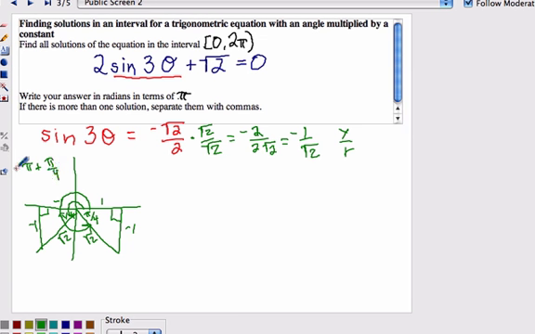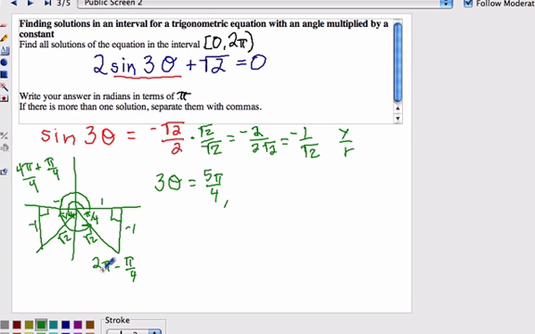So remember, pi we can think of as 4 pi over 4, and so that gives me 5 pi over 4. So what we're going to say is 3 theta, one of the possible solutions is 5 pi over 4, comma. And then I'm going to do this all the way around here to get to this one. What I'm going to do is, this is 2 pi, I'm going to take 2 pi and subtract pi over 4.